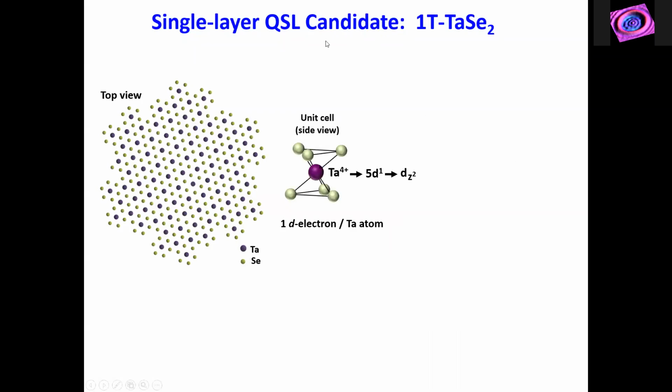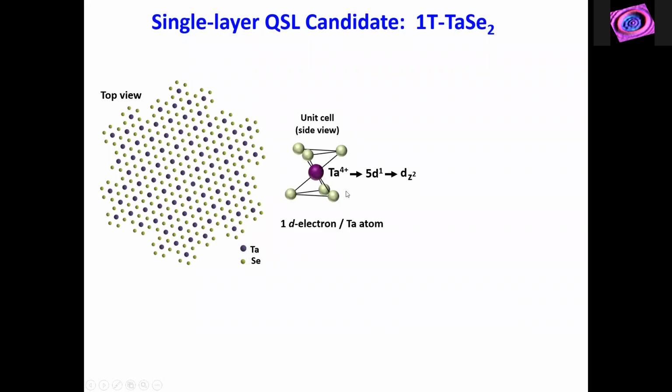And this material is single layer 1T-TaSe2, tantalum diselenide. This is a transition metal dichalcogenide. And when you look at it from on top, this is what you see. The purple balls are tantalum, the green balls are selenium. And when you look at it from the side, it has this familiar TMD structure. It's a tri-layer. The tantalum atoms are in the middle, and on the top and bottom, you get selenium atoms.